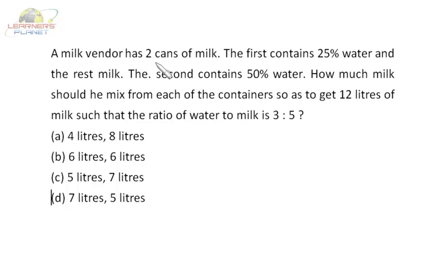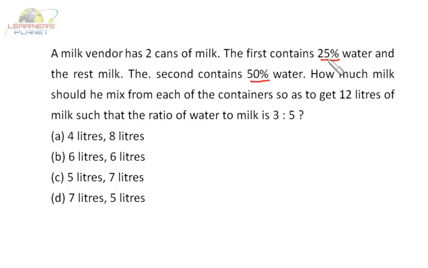A milk vendor has 2 cans of milk. The first contains 25% water and the rest milk. The second contains 50% water. How much milk should he mix from each of the containers so as to get 12 liters of milk, such that the ratio of water to milk is 3:5?